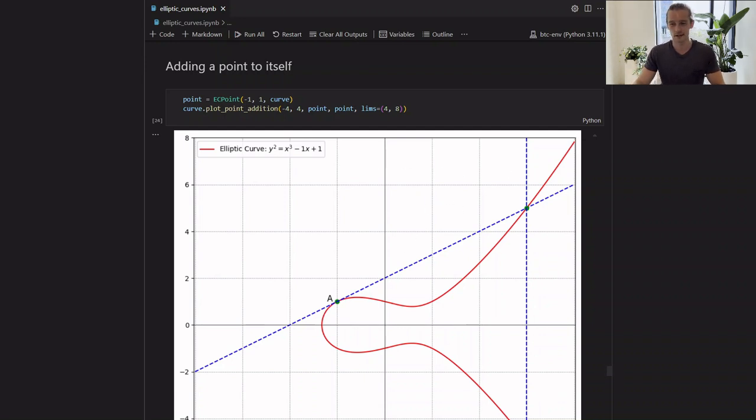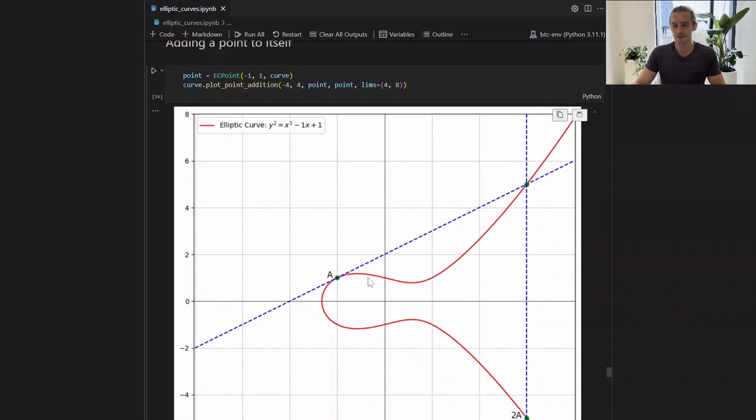Okay, adding a point to itself. So adding a point to itself can be thought of sort of as bringing 2 points infinitesimally close to each other until they become the same point. At that point, the slope of the line intersecting those 2 points will just lie tangent to the curve, and therefore adding a point to itself can be done simply by taking the derivative of the elliptic curve at that point, and then getting the point where this tangent line at that point intersects the curve again.